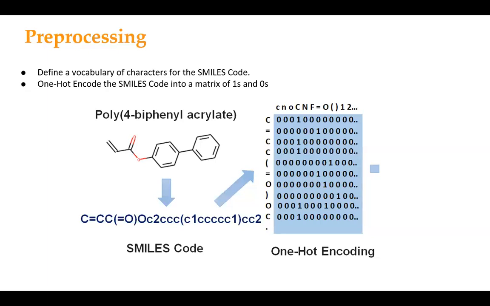So first we need to talk about how we pre-process our data. The idea is to use one-hot encoding. What we do is we first define a vocabulary of characters, which would be these characters here. It's about 30 different characters, more or less. Once we get the SMILES code for a molecule, we will encode every single character as a vector of zeros and ones based on the position in the vocabulary. That way we can transform a SMILES code into a matrix which we can operate on and apply to neural networks.